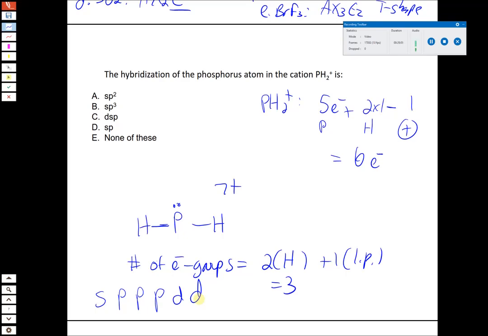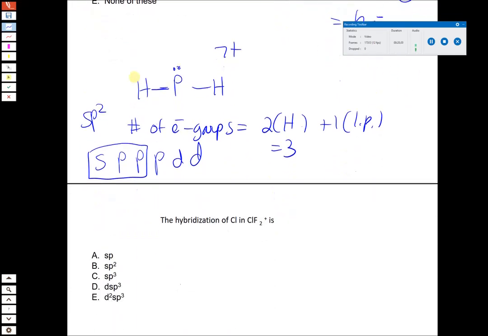But the point is we need to have 3 electron groups, we need to hybridize 3 orbitals. So we take the first 3 of these, which is an s and 2 p, that makes this sp2 hybridization. So choice A would be correct. dsp is not even one of the hybridizations that we have, so that one we can eliminate right off the bat, but it's going to be sp2 because there are 3 electron groups.